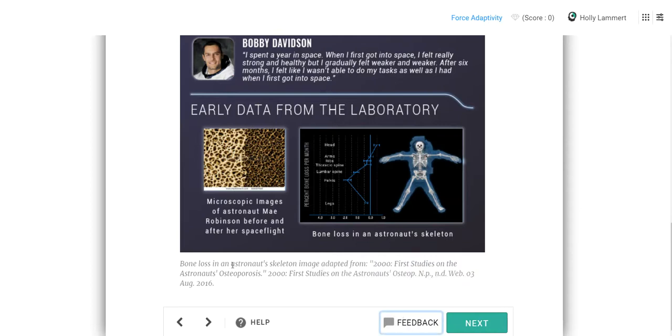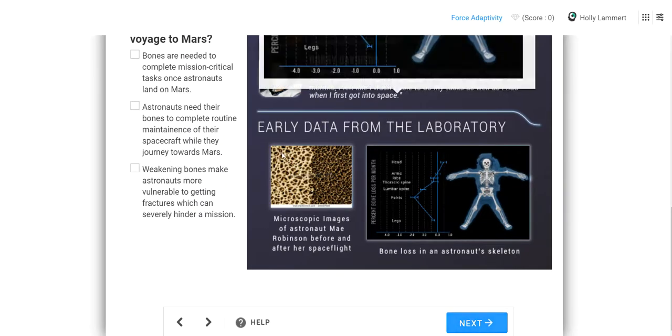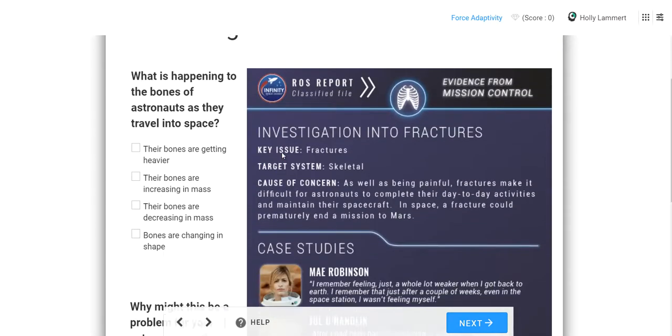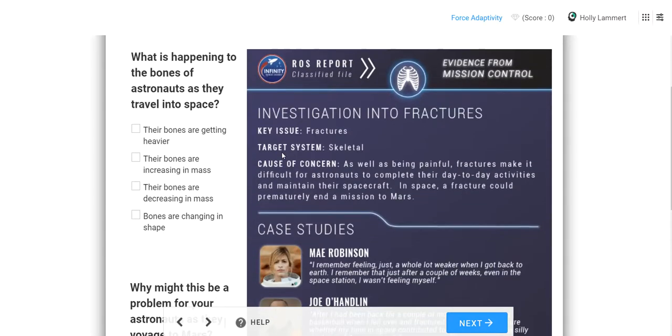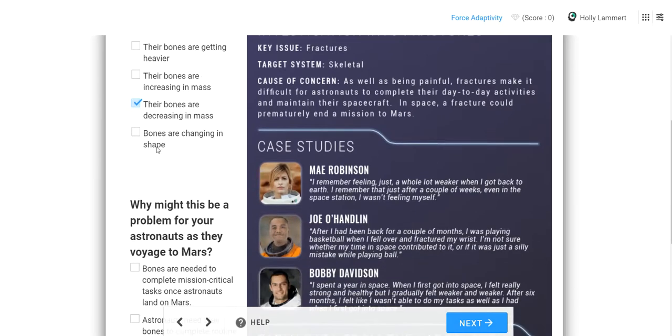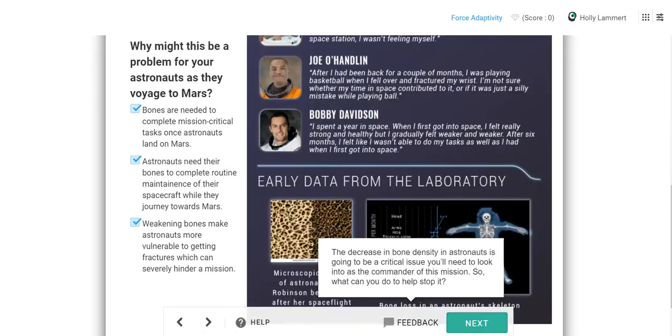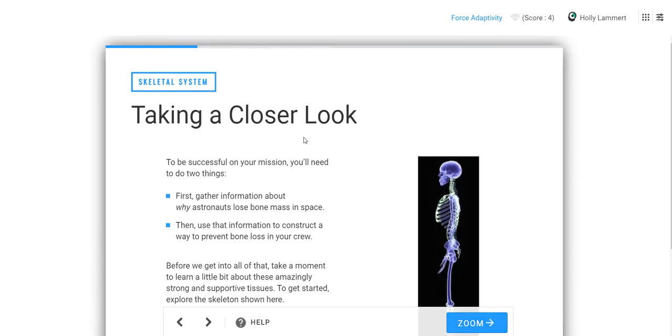So here it says bone loss in an astronaut skeleton, image adapted. Okay, cool. Next. What is happening to the bones of astronauts as they travel into space? Their bones are decreasing in mass. And that's going to cause all three of these. Bones are needed to complete mission-critical tasks while astronauts land on Mars. Astronauts need their bones to complete routine maintenance. And weakening bones make them more vulnerable to fractures.